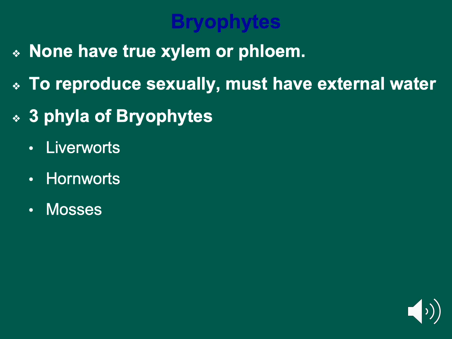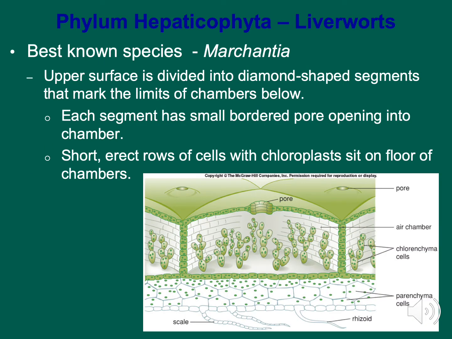They reproduce sexually and use water to transport sperm to the egg. There are 3 phyla of bryophytes: liverworts, hornworts, and mosses. Liverworts are called that because they have leaves that are shaped like livers, a triangular shape. Here is a cartoon picture showing what a cross-section of a liverwort looks like. You'll notice how simple it is. There are a few layers of cells, a surface layer of cells that have chlorenchyma, which are cells that do photosynthesis. Below that, you have parenchyma cells, which are filler, and then very small root structures called rhizoids. The most common type of liverwort is Marchantia.